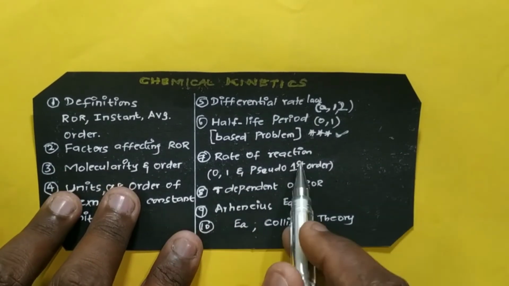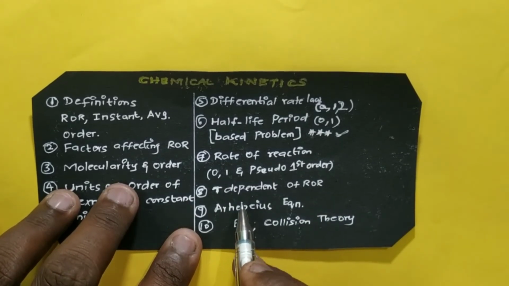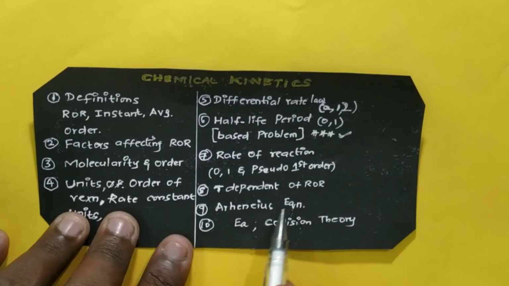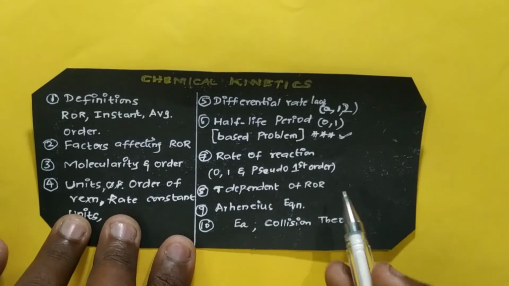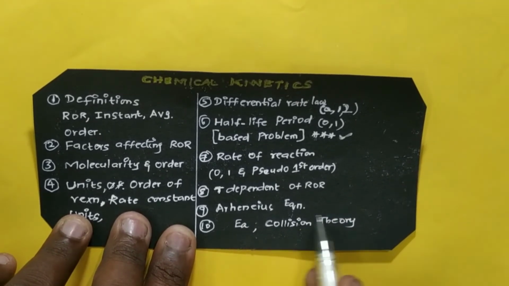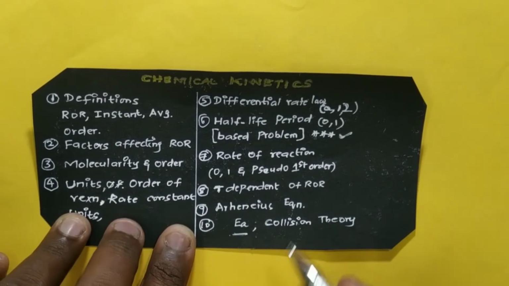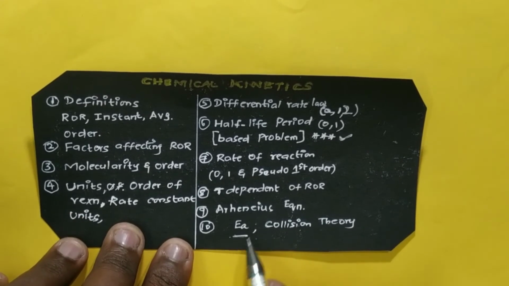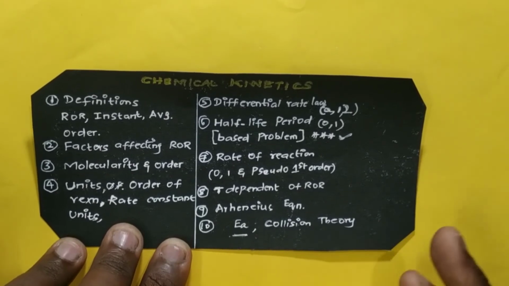And then the rate of reaction for zero order, first order and pseudo first order reactions. And then the temperature dependence of the rate of reaction. So they will ask that kind of questions. And then the Arrhenius equation. Based on the Arrhenius equation, how Ea changes, collision theory, and Ea based problems at different temperatures, they'll be asking questions like that. You may expect problems in that area, the Arrhenius equation as well as Ea based problems.